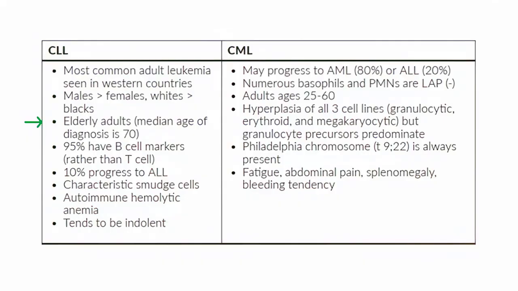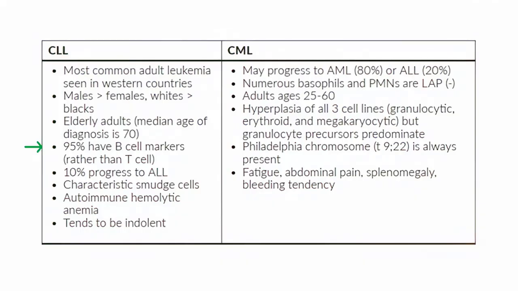CLL is seen in elderly adults. The median age of diagnosis is 70, and the incidence is higher the older you get. Remember, we said that myeloid leukemias, AML and CML, tend to occur in midlife, but the lymphoid leukemias occur at the extremes of age. So think about CLL in the very elderly. It's certainly not unheard of, though, in the 50s or 60s.